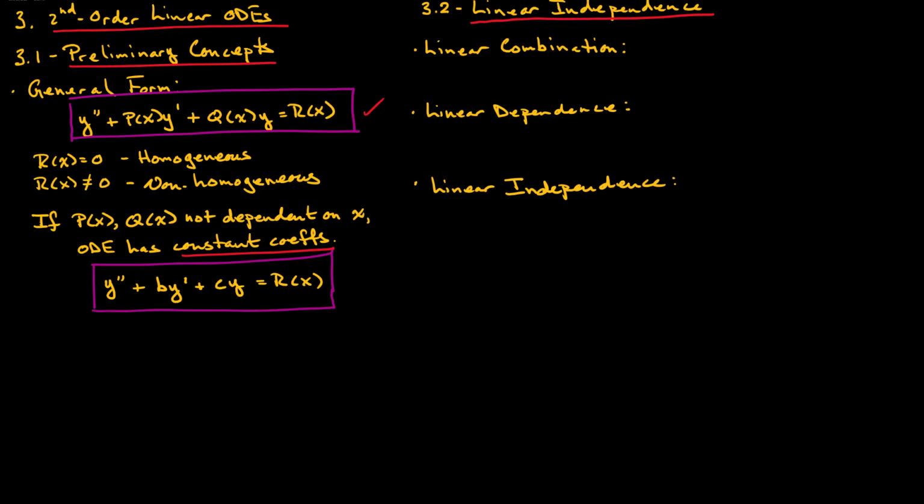We need a few more definitions before we can start tackling second-order differential equations. The concept of linear independence will come up a few times in our study of second-order ODEs. You may have seen it in your linear algebra course as well. Let's have a look. So we say that something like c1 y1 plus c2 y2 is a linear combination. And it's a linear combination of two functions y1 and y2, where c1 and c2 are constants.